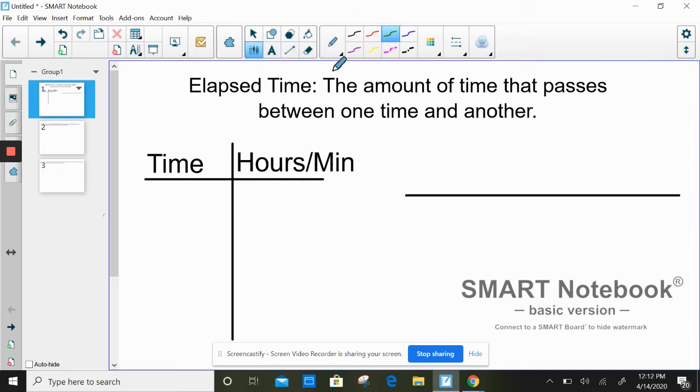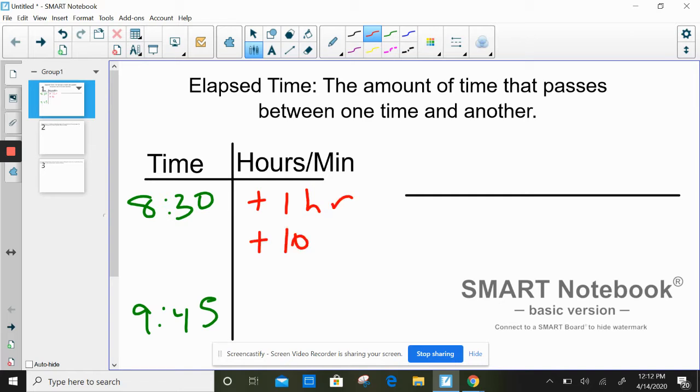Or you can use a number line, which would look like this, and you would jump your times. So for example, if you watched the last video, we had 8:30 and we were trying to get to 9:45. And so we added an hour and 10 minutes and 5 minutes because that gave us 9:30, 9:40, and 9:45.